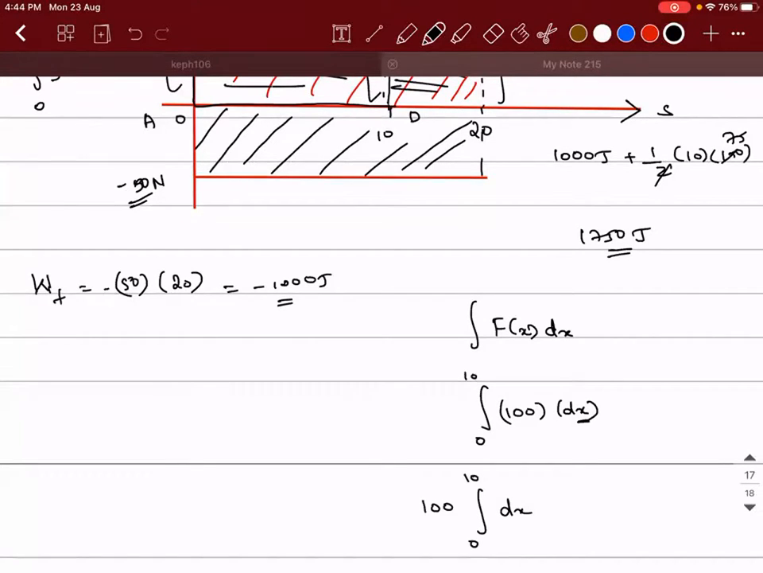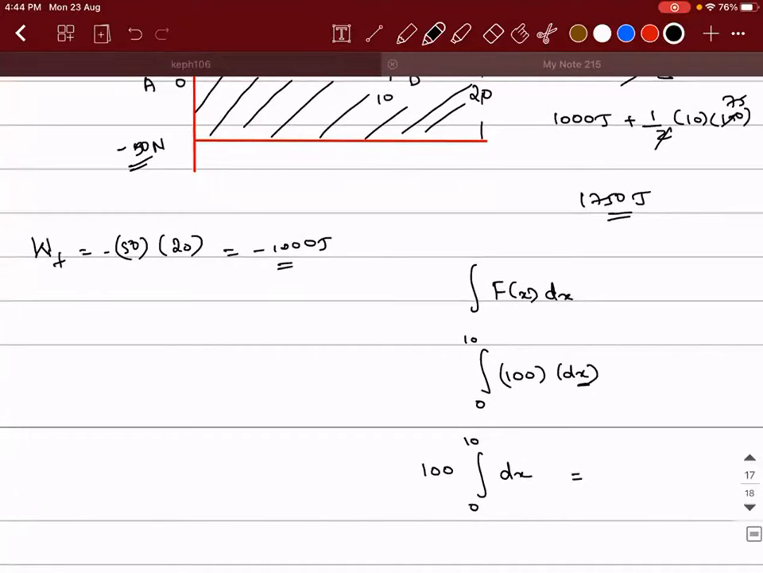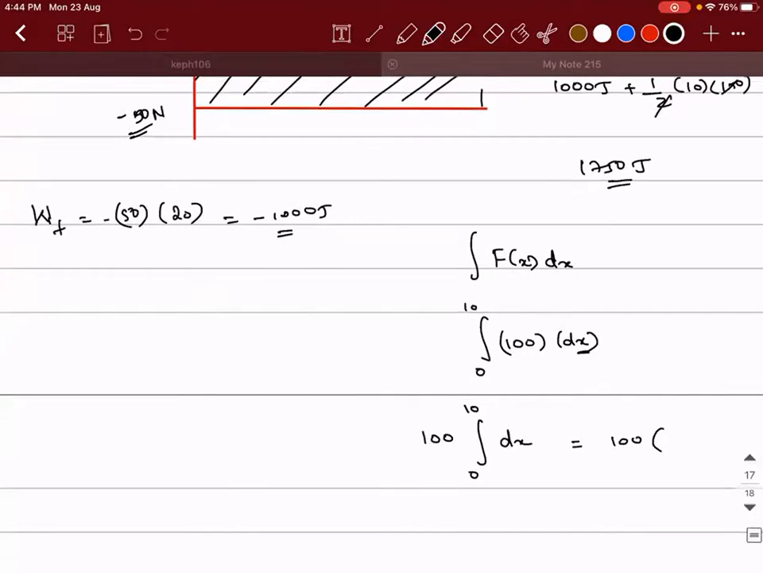Sir, why have you taken the lower limit as 0? Because the displacement is 0 initially. Okay, sir, understood. So 0 to 10. The integral of dx is x. So 100 into the integral of dx between 0 to 10 is 10. So how much will you get? You will get the same 1000 joule.